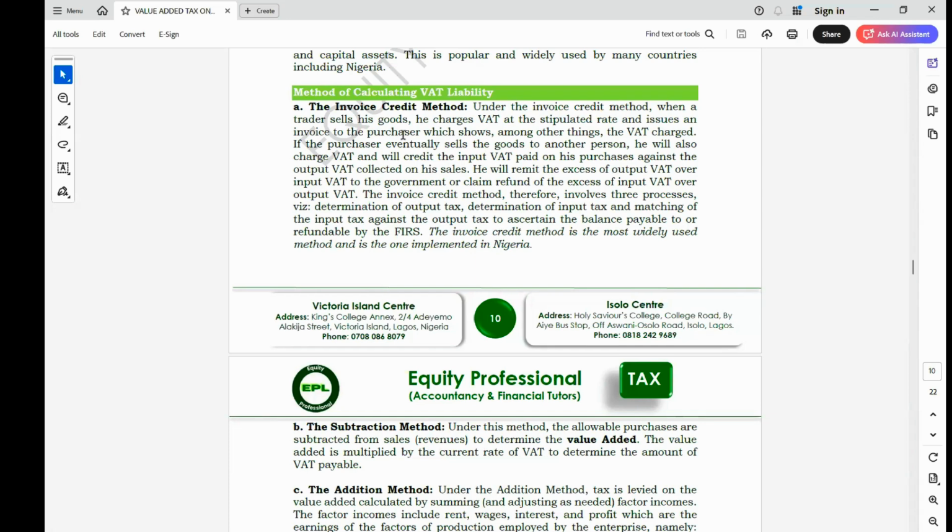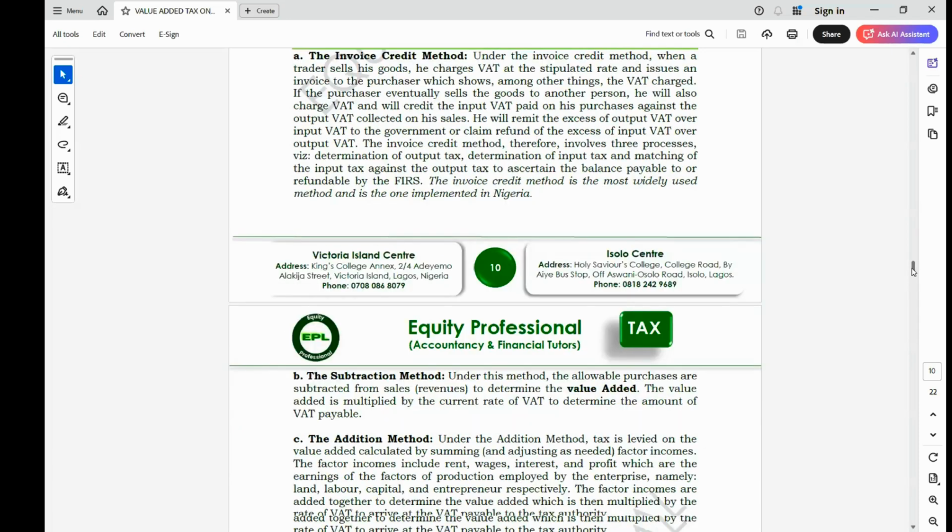In the exam, when you are given a question, the examiner will not tell you to use the invoice credit method. It will ask you to calculate the VAT payable by the VATable person. So it is left for you to know that you are going to adopt the invoice credit method, in which you calculate the output VAT and the input VAT separately. That is the invoice credit method.